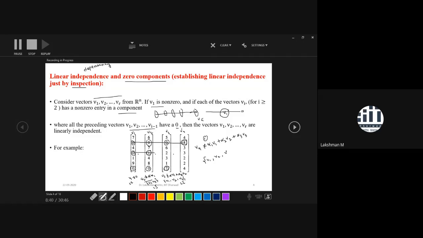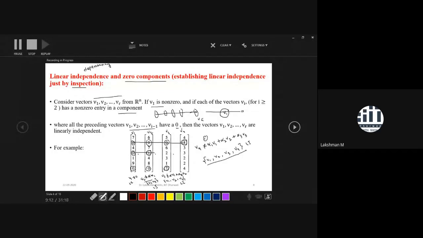So all this discussion claims that the given vectors v1, v2, v3, and v4 are linearly independent. Is it clear to everyone? Any doubt here? Anyone respond? Yes, sir, it's clear. Okay, fine. So this one is a method of inspection.